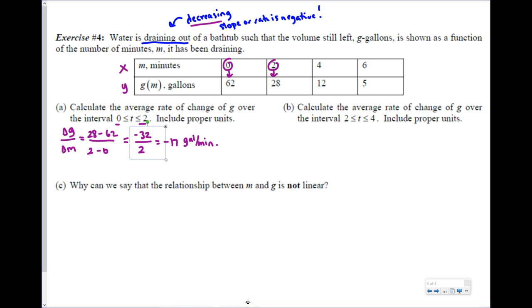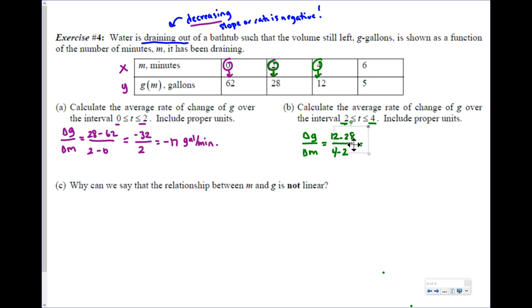All right, letter B now says calculate the rate of change of g over the interval 2 to 4. So I'm going to now calculate from 2 to 4. So same formula, change in g over the change in m. So on the bottom now, I've got 4 minus 2. Oh, sorry, let's back up. I have to find y when m is 4 and 2. So at 4, it's 12. So I'm going to put the 12 above the 4. And at 2, again, it's the same number, 28.